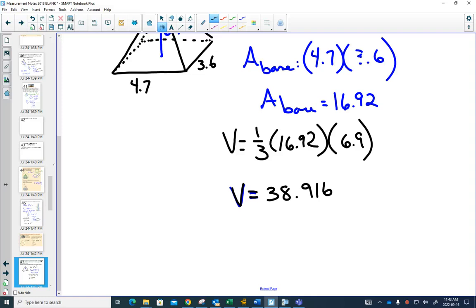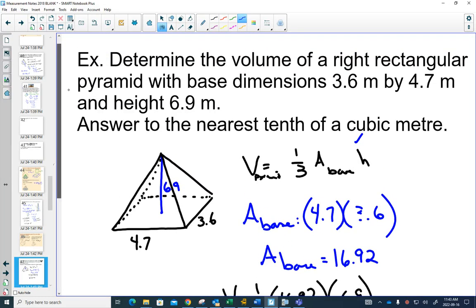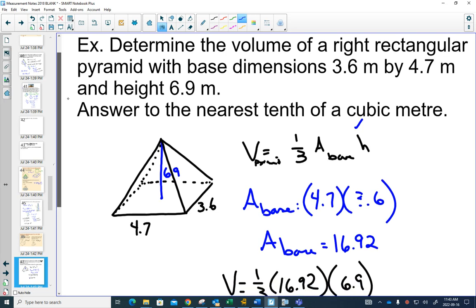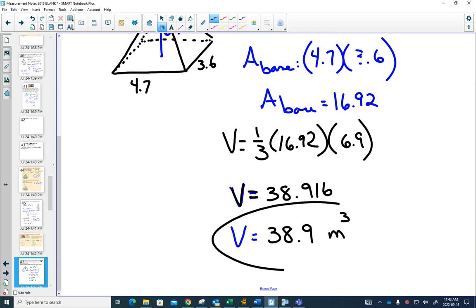And now would be a good time to read the question. It's in meters and round to the nearest tenth of a cubic meter. Nearest tenth would be 1 decimal place, meters cubed. I also like, when I'm doing a test, I like to circle my final answer.